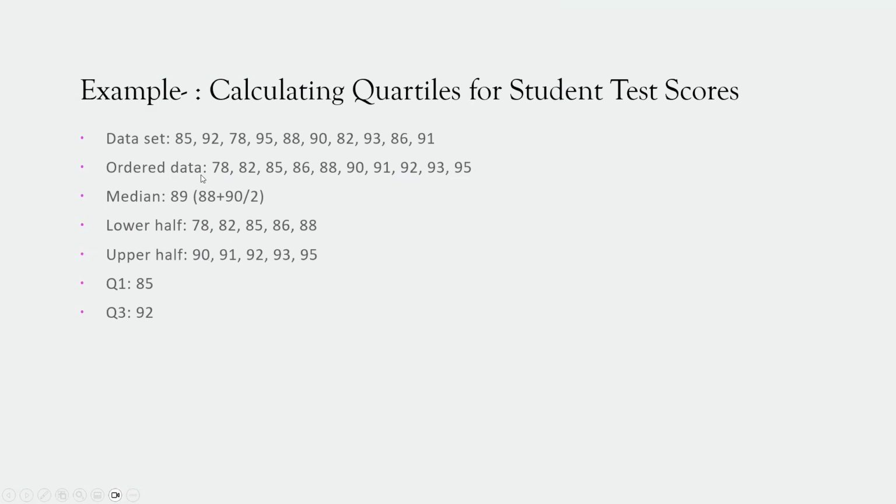Now we will go for the lower half, from 78 till 88, and the upper half is 90 to 95. The median of the lower half is 85. That will be the first quartile. Then the second quartile would be the actual median, that is 89. And the third quartile will be 92, which is the median of the upper half. It is a simple method.